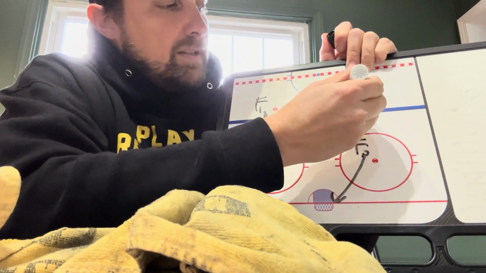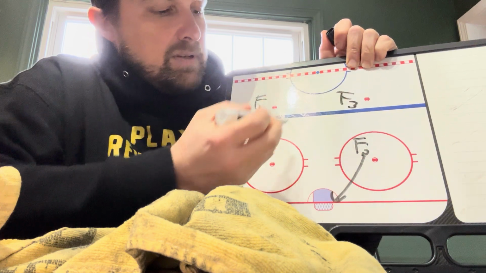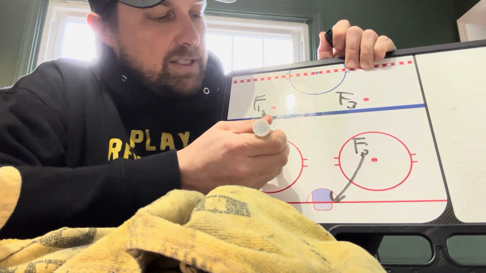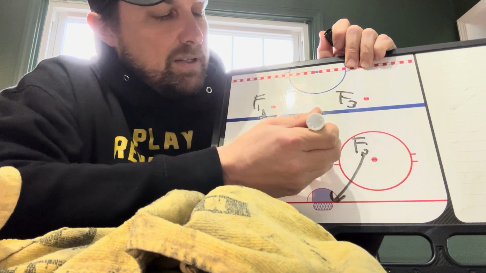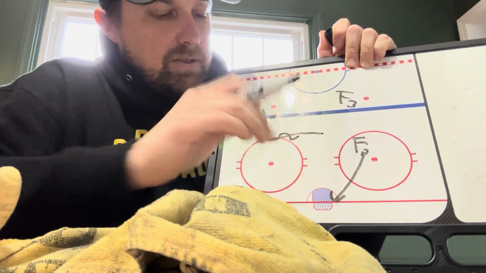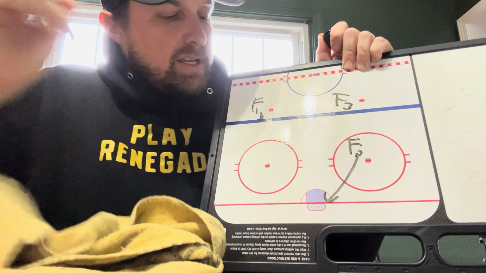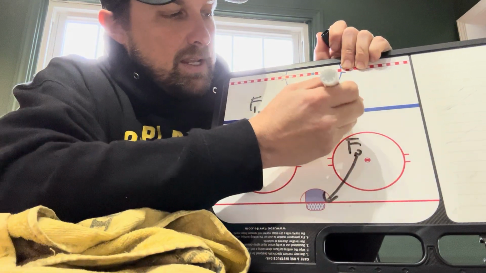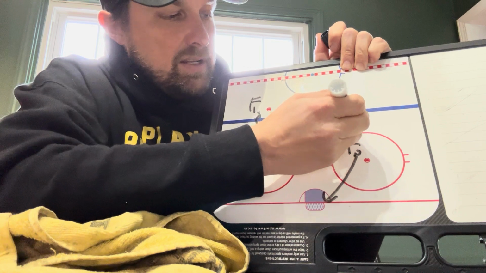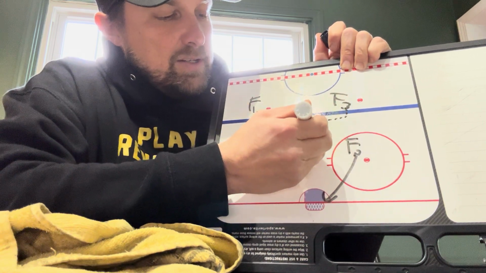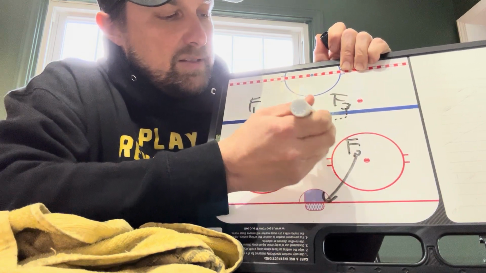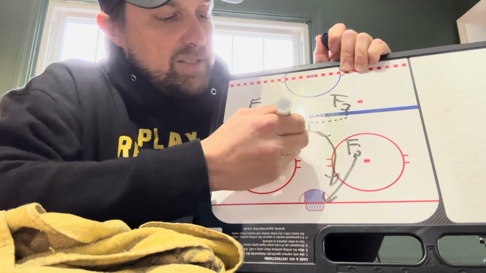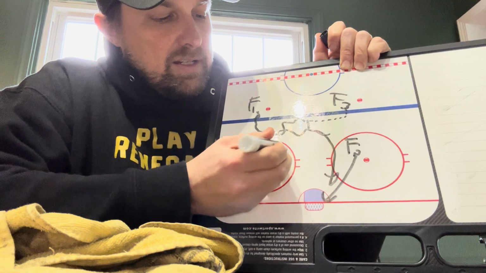F3 is also going to gain the zone. F3 or F1, either one calls for a cross. F1 goes this way with the puck, right? F3 skates this way. Drop pass. F1 goes to the net. Now F3 has the puck. And it's a shot, right?